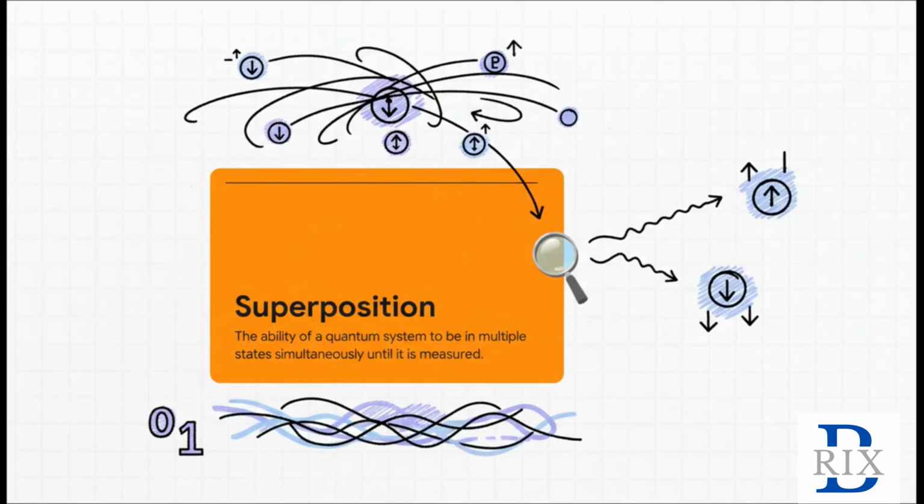But here's the catch. This crazy both up and down state only exists before you look at it. The very instant you measure the electron's spin, it's forced to choose, and it collapses into just one definite state, either up or down. But, and this is so important, while it's in that superposition, it holds way more information than a simple 0 or 1 ever could.